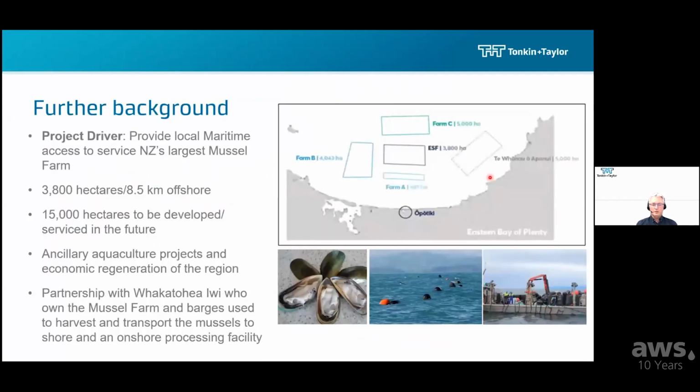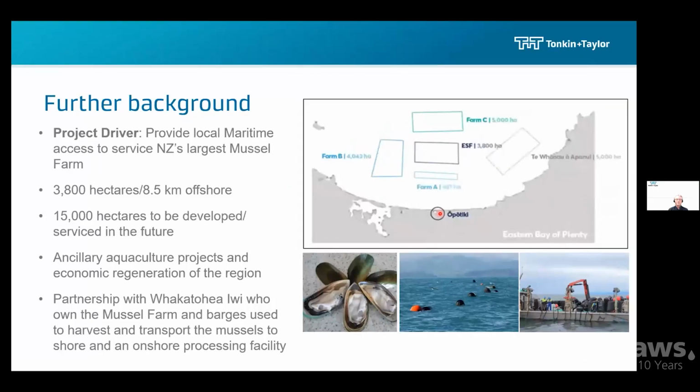So further background, what are we doing? There's a project driver, this town, Opotiki, the one that has the flood protection scheme I've just been talking about. There's a desire to establish it as a mussel processing town. There's a whole lot of future mussel farms planned offshore, and they want a facility to bring mussel barges onshore for processing in this area. There have been a large number of studies as to the benefits of this, and the project received some central government funding to enable it to get underway.